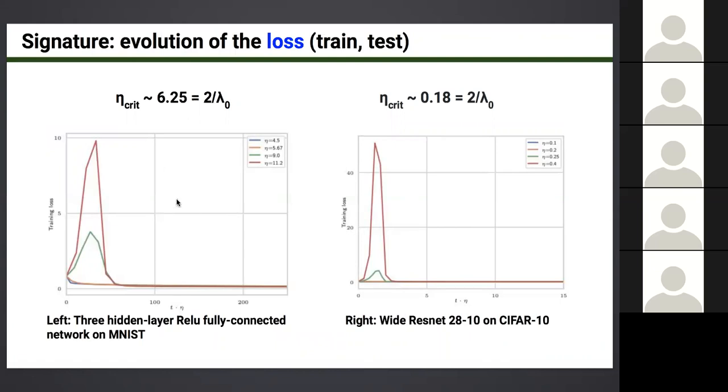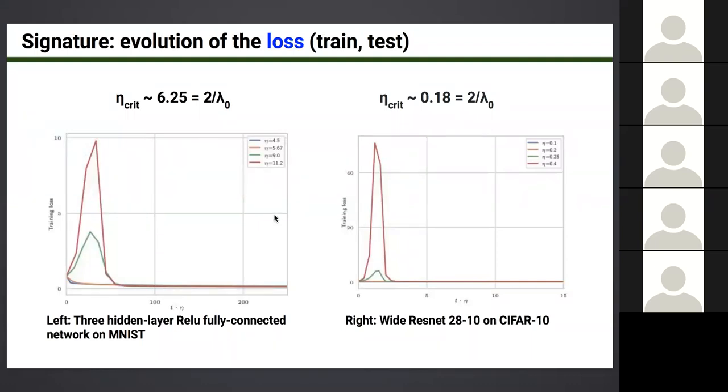One signature is that the loss in the catapult phase grows pretty rapidly early in training. You can see that here: the red and green curves in both of these plots are learning rate values that put you in the catapult phase, and the orange and blue values put you in the lazy phase. You see that the loss goes up as if it's about to diverge, but then something reels it back in and lowers it.